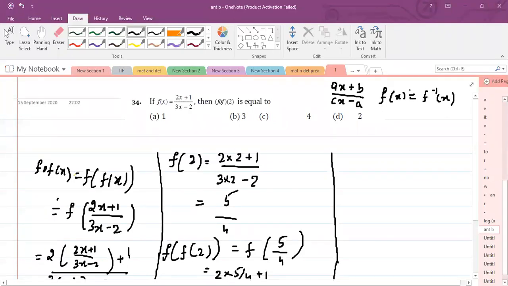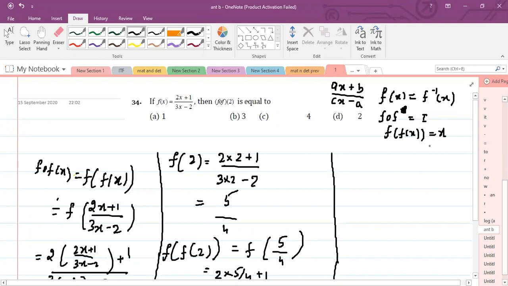Remember, f of x equals f inverse of x means f o f inverse is the identity function. So when you get f o f inverse equals I, then only f equals f inverse. Or you can write, since the inverse of this function is the same, f o f is also equal to the identity function. So f of x will always equal x in this case.